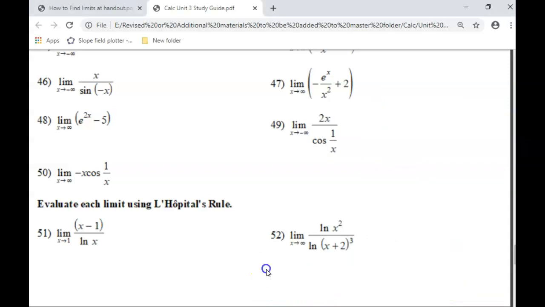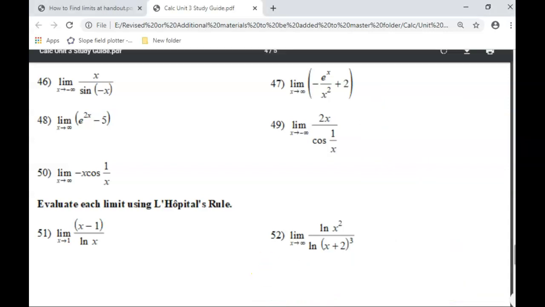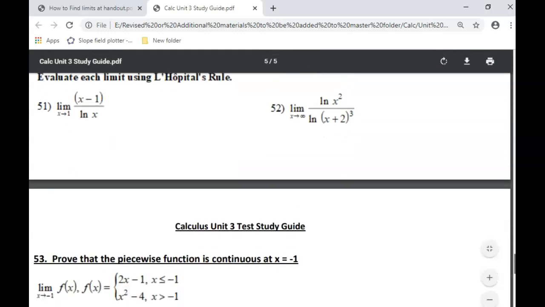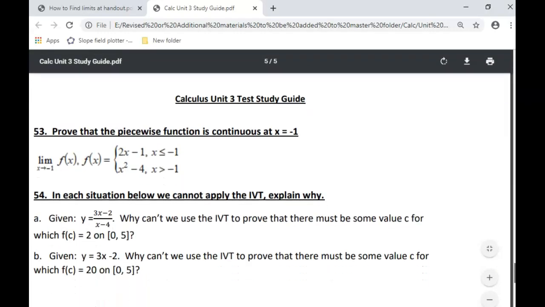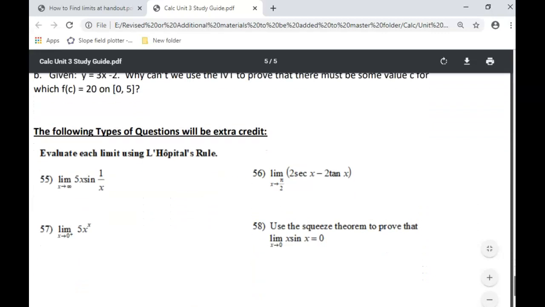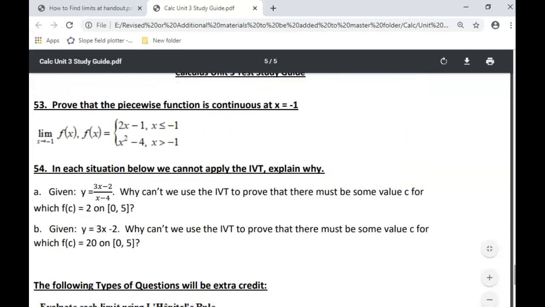So that's your whole study guide. Oh, no, it isn't. We've got a few more questions here. Hooray! The following types will be extra credit. I won't go over those, but let's move on to number 53. I didn't realize we stopped at 50.